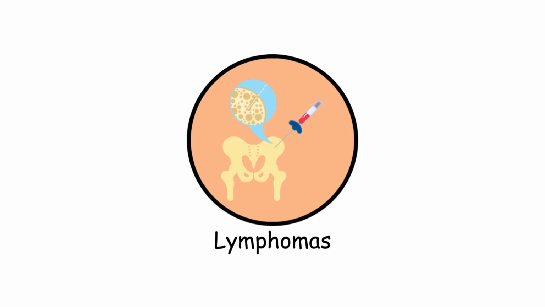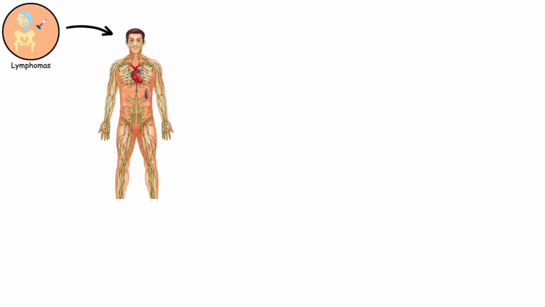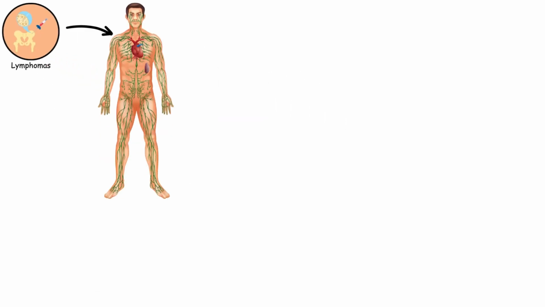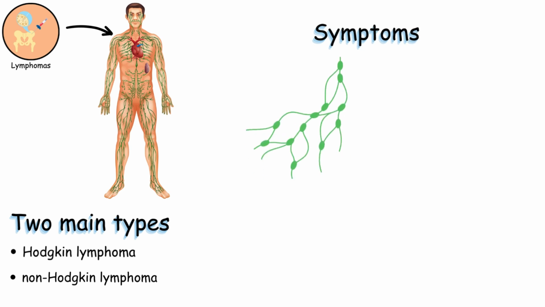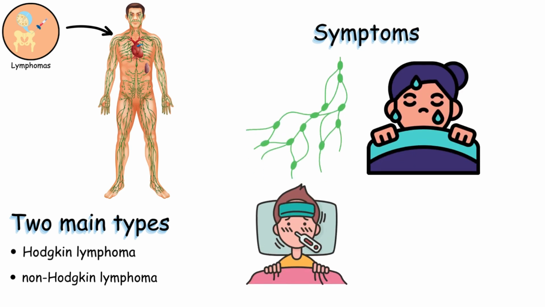Lymphomas. Lymphomas are cancers that start in the lymphatic system, part of the body's immune system. The two main types are Hodgkin lymphoma and non-Hodgkin lymphoma. Symptoms include swollen lymph nodes, fever, night sweats, and weight loss.